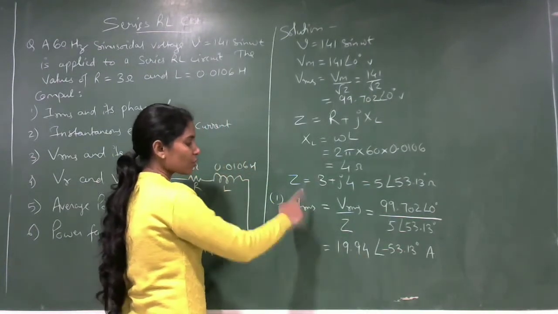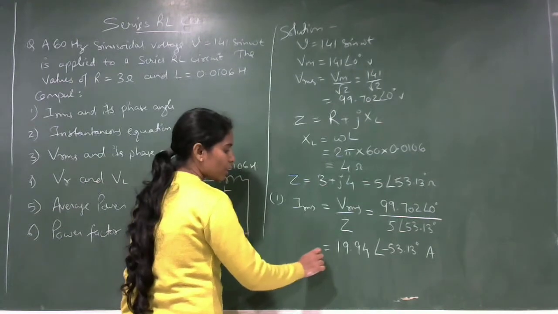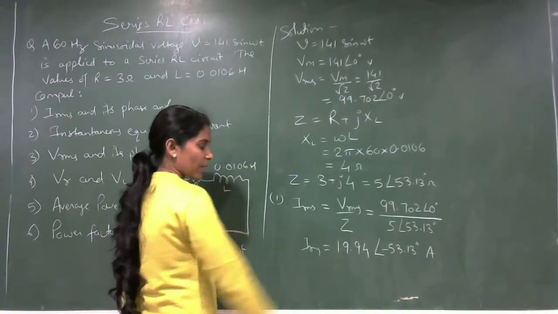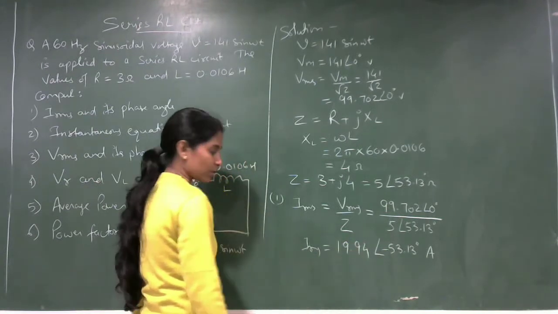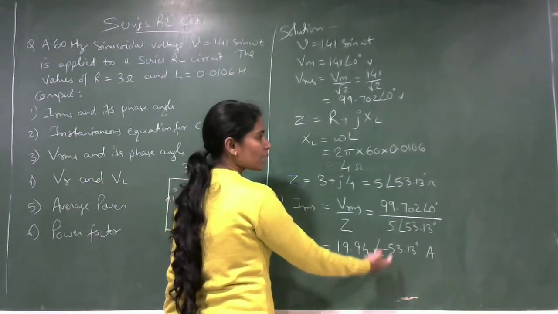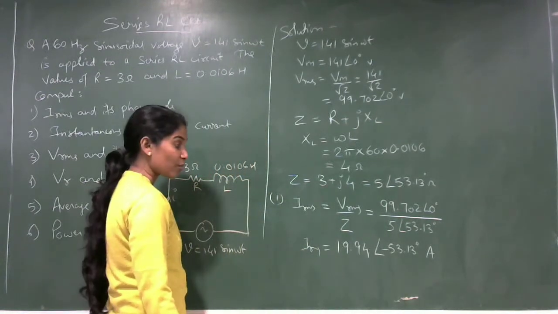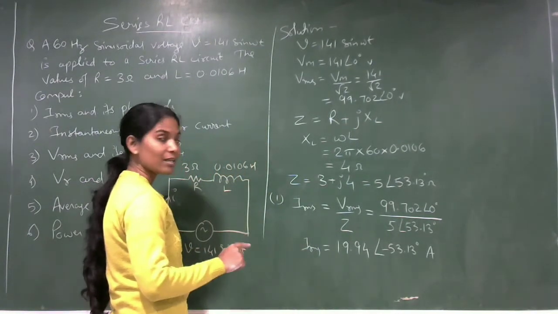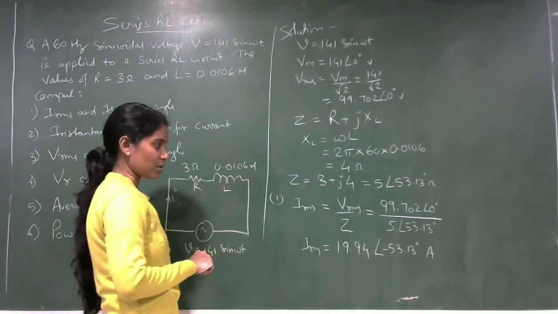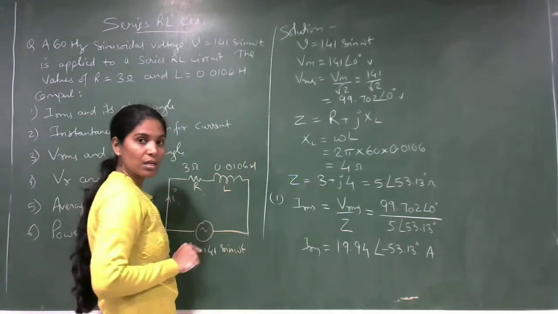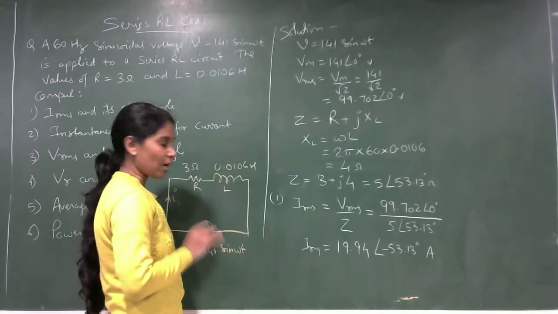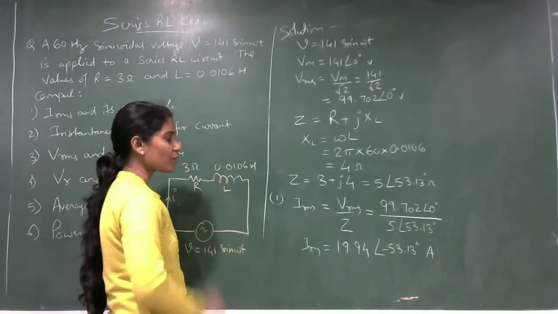So this is the solution for the first bit. We are getting the IRMS as magnitude 19.94 ampere and the phase angle is 53.13 degree. Here you can see the phase angle is coming with a negative sign. That means the current is lagging the voltage. The negative sign represents that the current is lagging the voltage, as we have seen in the derivation part. So current will always lag the voltage in an RL circuit. This is the solution for the first bit.